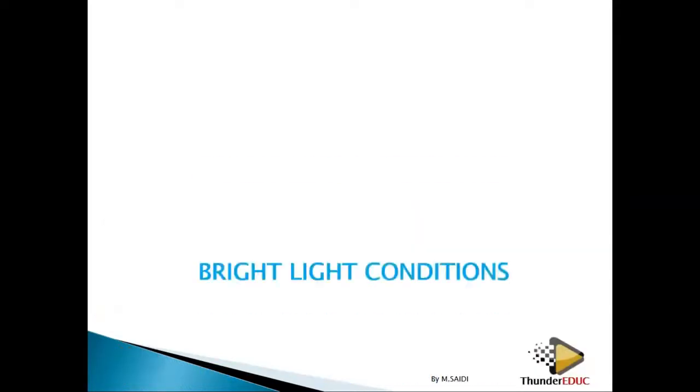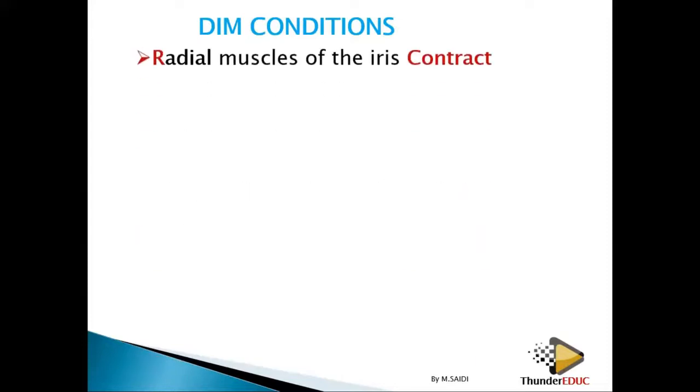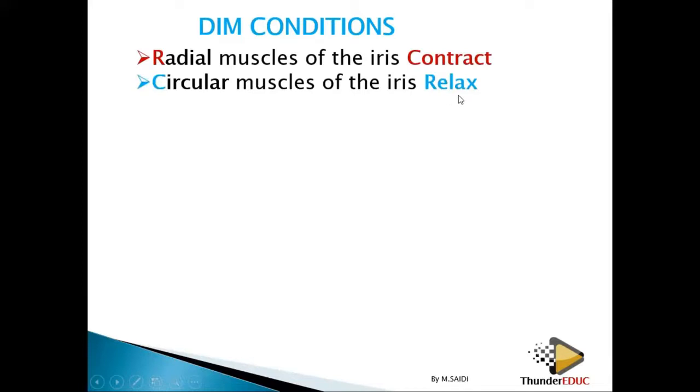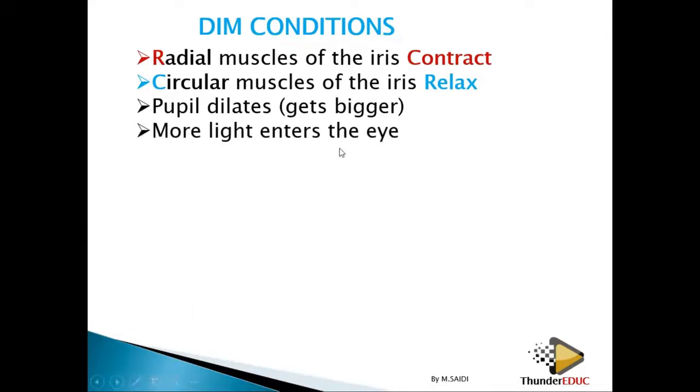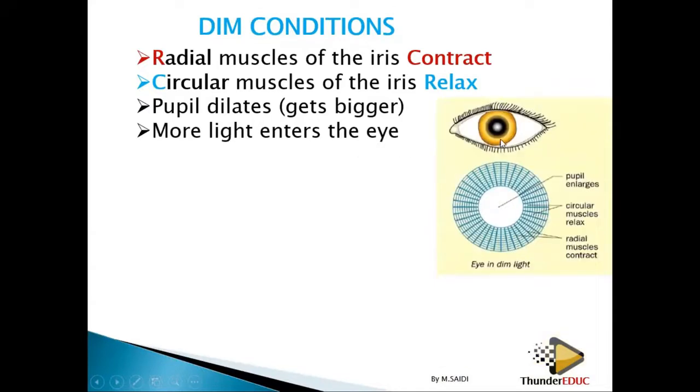What about dim light? In dim conditions, what happens? The radial muscles will contract and the circular muscles will relax. It's just the opposite of the other one. So the pupil dilates. When you talk about dilation, it means that it becomes bigger, it increases in size, it becomes wider, and more light will enter the eye. If you compare this one with the one in bright light, you find out that the pupil here is big. Even this distance, you see that it's big enough.